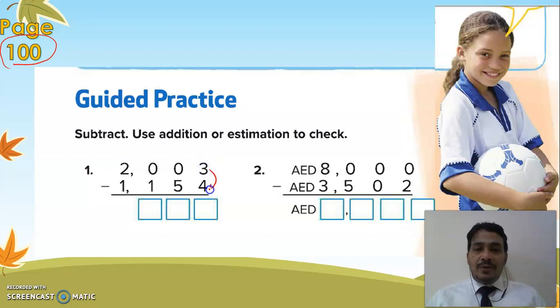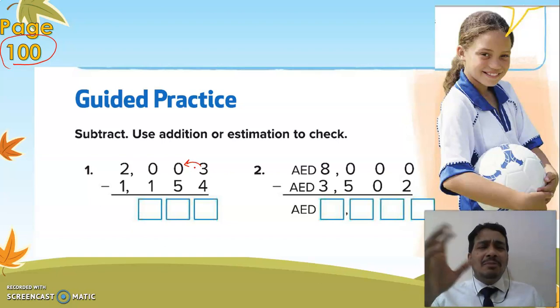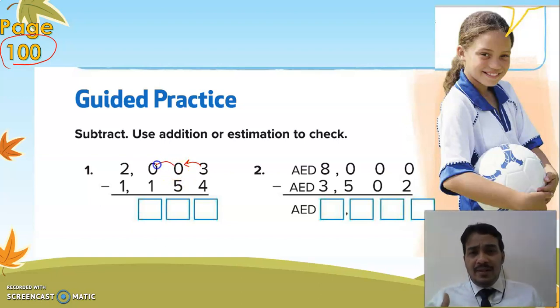3 minus 4. Is it possible? Come on. Small number minus big number. Possible? No. So what we do, we borrow from the number to the left. So we borrow from here. But this is also 0. Go to the next number. This is also 0. Again, go to the next number. And this is 2. Yes, that's a good number. From 2, you can borrow.